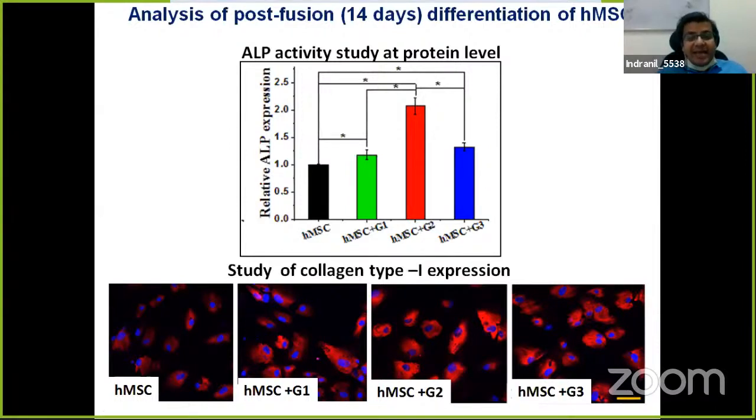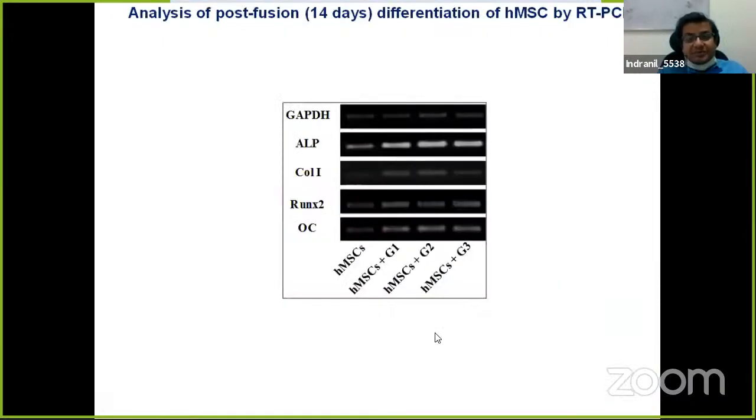Here we find ALP production of different kinds. What is important here is that all the GPMB generated from the osteoblast are not equally potent in inducing alkaline phosphatase production in HMSC, that is, in differentiating the cells. Here we found that G2, where the GPMB is generated from an osteoblast with an actin destabilizer, can induce better alkaline phosphatase production. Similarly, we tried to check the collagen type 1 expression.